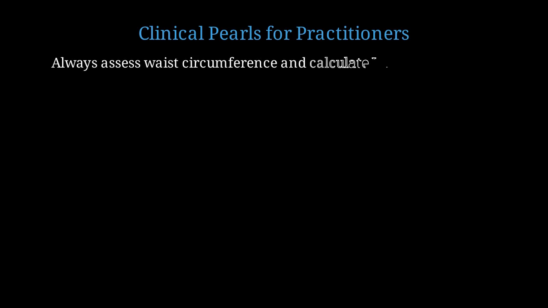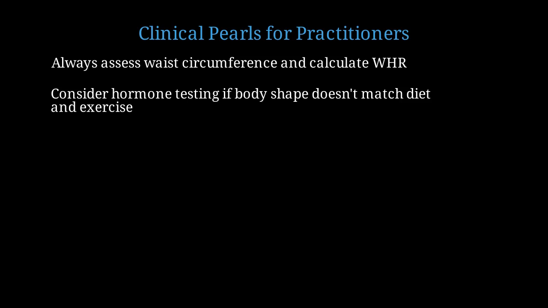Here are some clinical pearls for healthcare practitioners evaluating patients with body composition concerns. Always measure waist circumference and calculate waist to hip ratio. This simple measurement provides valuable metabolic information beyond BMI. Consider hormone testing if a patient's body shape and composition don't match their reported diet and exercise habits. This suggests an underlying endocrine issue.